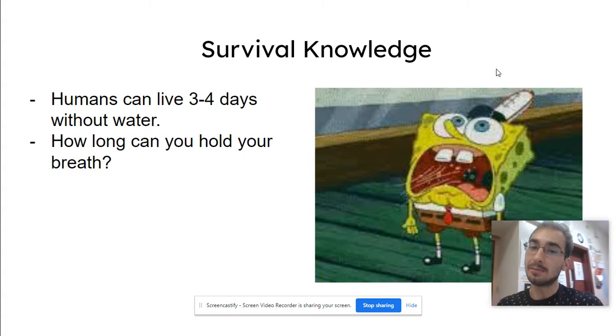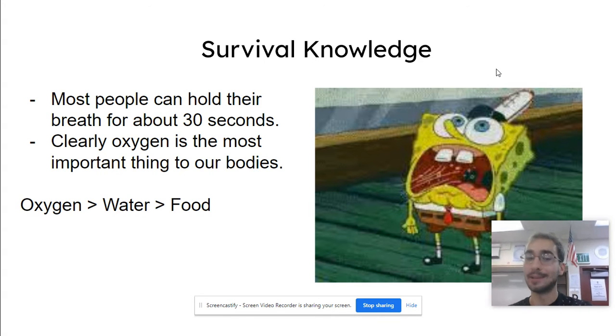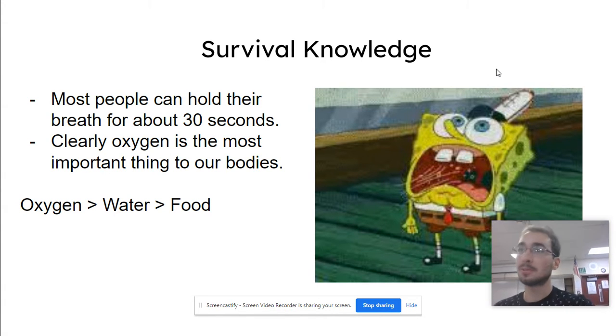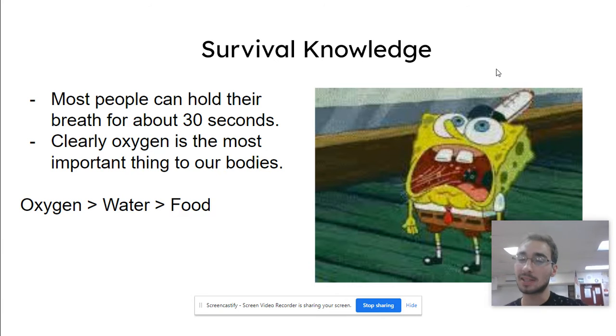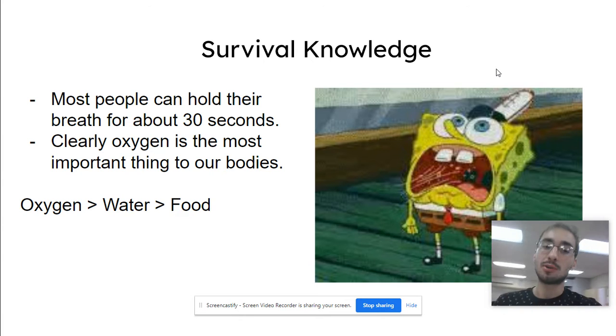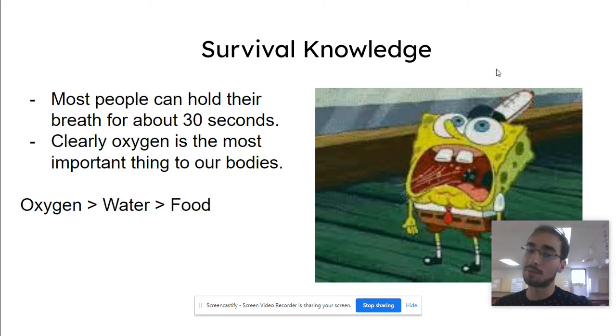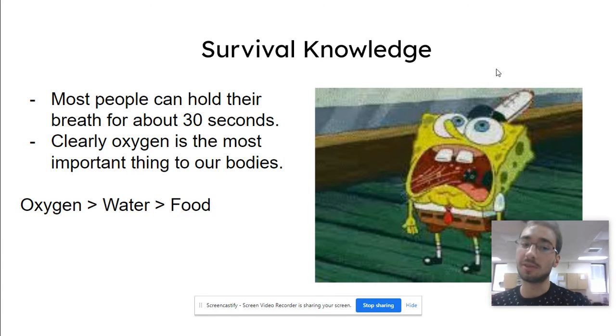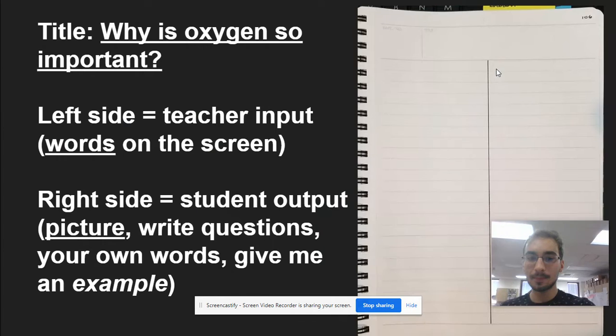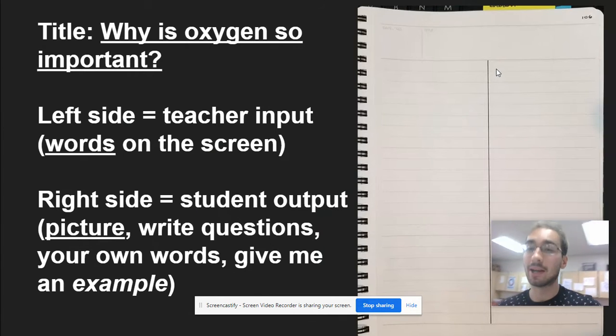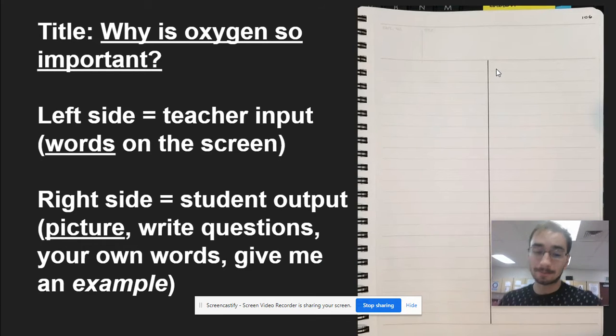So if you thought about that, you may have noticed there is a hierarchy here. Oxygen, most people can hold their breath for 30 seconds to 1 minute. And then water, most people can survive 3 or 4 days without water. Food, some people can go a few weeks without food. Clearly, there's a hierarchy here. Oxygen is the most important thing to your body. And today, we're going to learn about why. Why is oxygen so important?